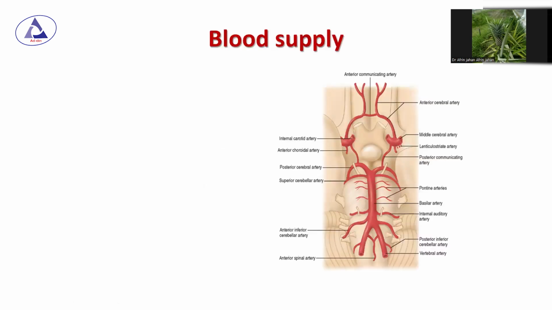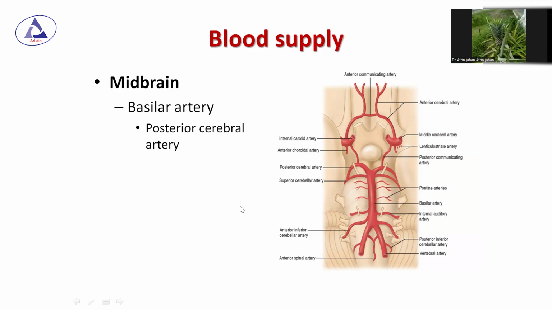Then, blood supply of the brainstem. Parts of the brainstem are midbrain, pons, and medulla oblongata. So, firstly, we learn about blood supply of the midbrain. Midbrain gets nutrition from the branch of the basilar artery. This is basilar artery. Basilar artery is formed by the union of vertebral arteries. This is vertebral artery. Two vertebral arteries unite to form basilar artery. Here, midbrain is located. Midbrain, then pons, then medulla oblongata.